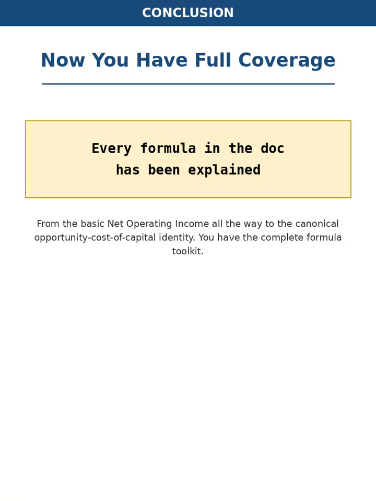And that completes the full coverage. Every formula in the source document has now been explained, from the basic net operating income all the way to the canonical opportunity cost of capital identity. You have the complete real estate underwriting toolkit, ready to apply to any deal, residential, office, retail, industrial, or development. Good luck and happy investing.